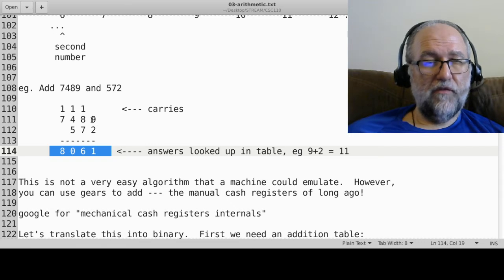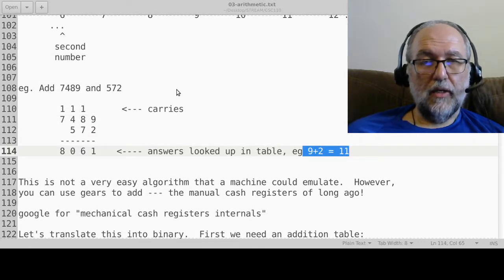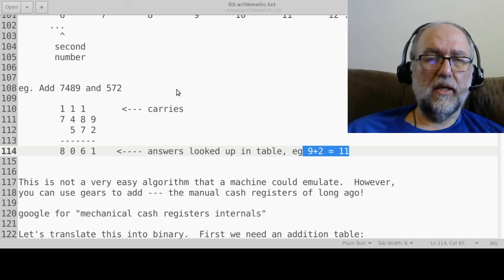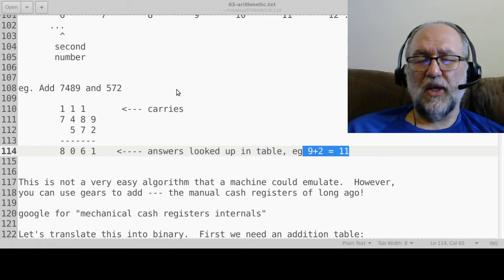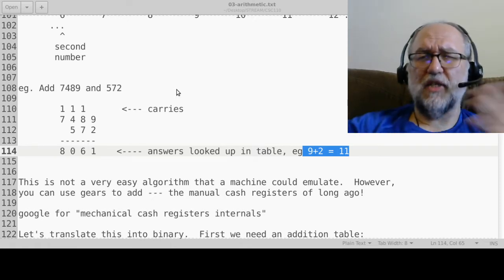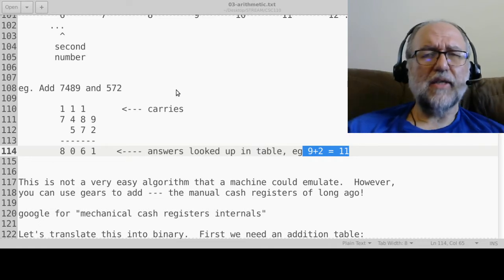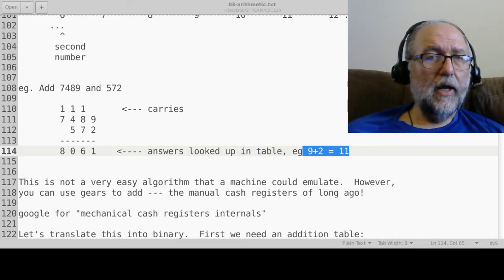Notice that in doing that, I had to make lookups in the table. For the very first column, I had to look up 9 plus 2 is equal to 11. Now, like I said, you probably have this memorized because addition is really easy. Even if you didn't have the table, you could easily say, oh, I have 9 fingers and add 2 more. I went 1 over 10, so I have 11. Something like that.